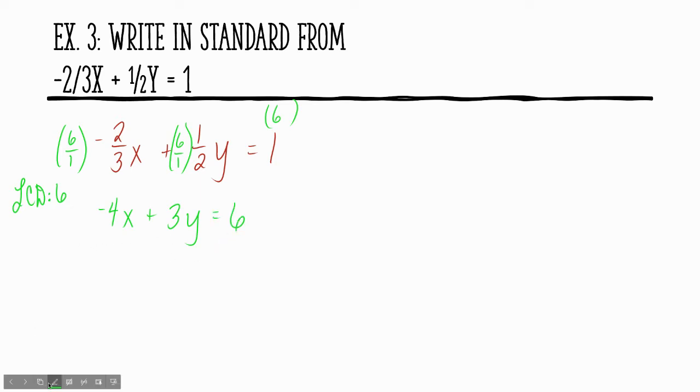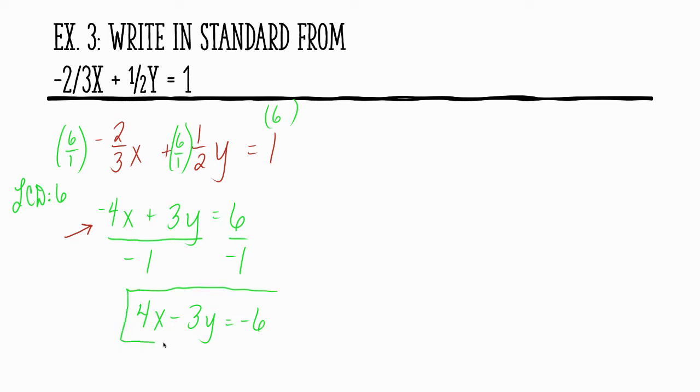Okay, one last problem with this equation. We have in the first term a negative number, and we can't have a negative number. So we need to divide the equation by negative 1 to get rid of that negative number. Negative 4x divided by negative 1 is positive 4x. Negative 3y divided by negative 1 is minus 3y. Positive 6 divided by negative 1 equals negative 6. This is my standard form of the equation of a line.